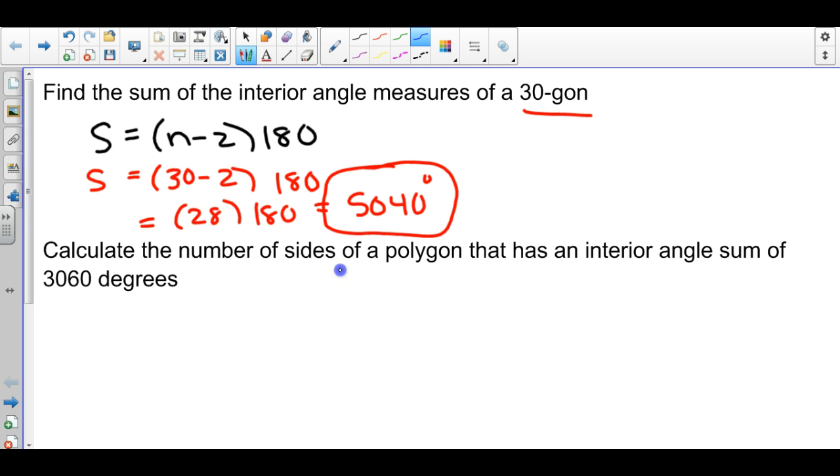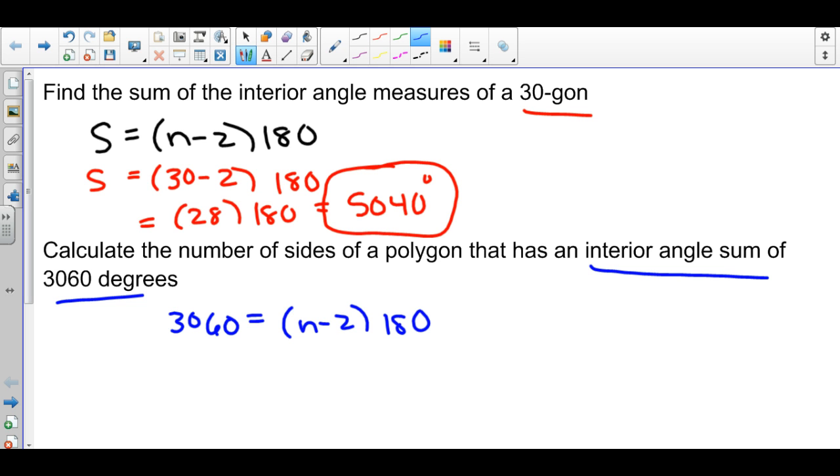Working backwards, we're going to calculate the number of sides a polygon has if the interior angle sum was 3,060. So I'm going to take the same formula that I have in black, except in for the letter S this time, I'm going to substitute 3,060. And we are going to be solving for n.